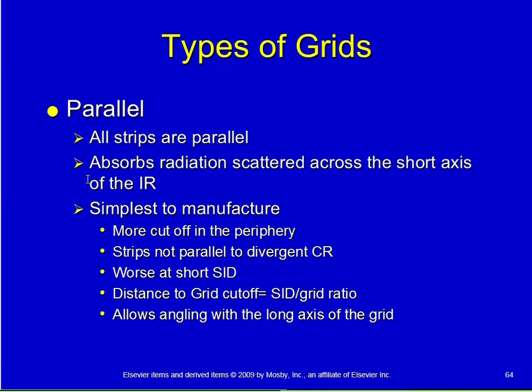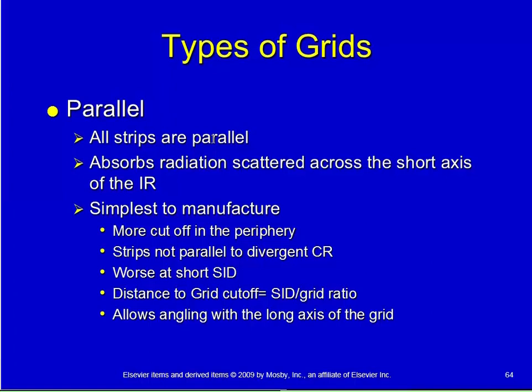Pretty much all they have to do is stack the grid strips vertically and then sandwich the grid strip between two pieces of interspace material. So they just alternate grid strip, interspace material, grid strip, interspace material. So they're all parallel to each other. They absorb radiation that's scattered across the short axis of the image receptor.